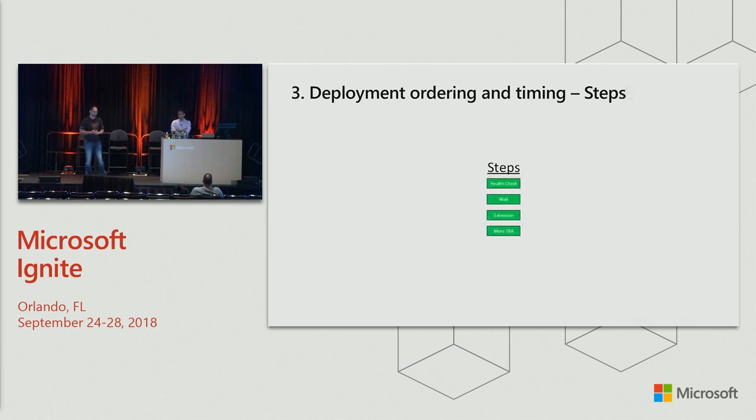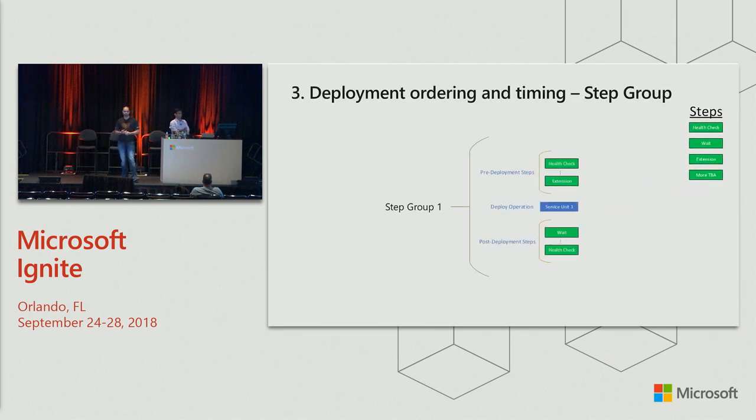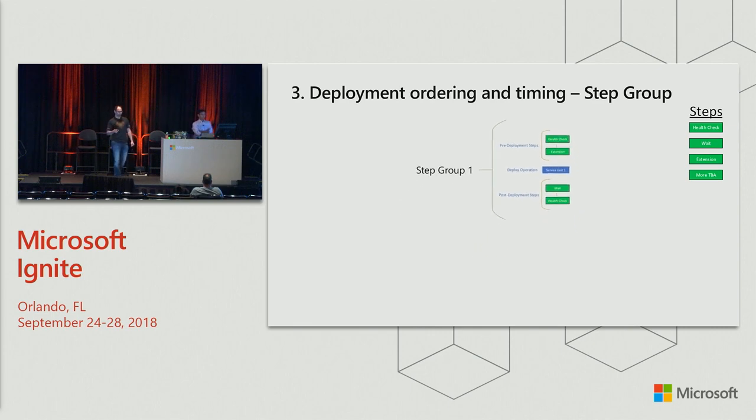So let's take a look at some more high budget slides here. We start with our steps, and we create a step group. So step group, again, has three parts. It has the steps to take before deployment, the deployment itself, and the steps to take after the deployment. So in this situation, we're doing a health check, and then maybe some other ones, and then an extension. Then we perform the deployment of service unit 1, and then move on to the post-deployment steps. Pretty simple.